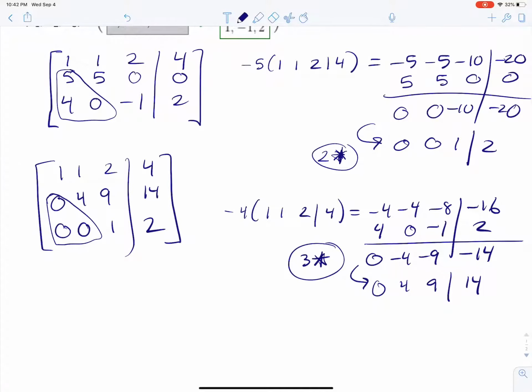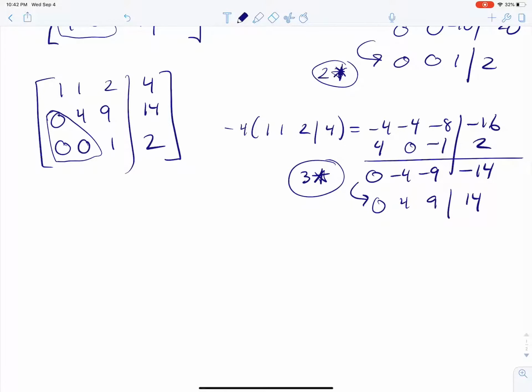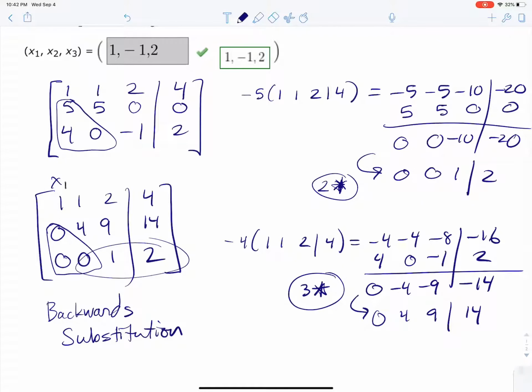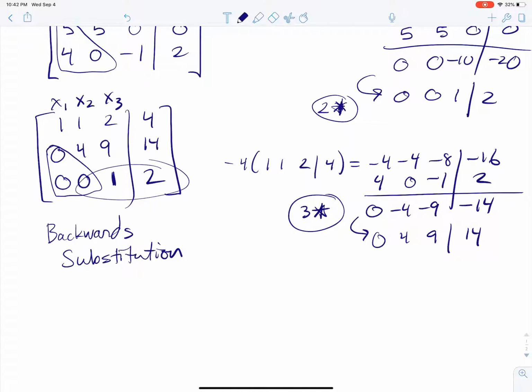This is the stage we want the matrix to be in. So we can do backwards substitution now. And it's pretty easy. You just start with the bottom. Remember, this is like x. What are the variables here? x1, x2, x3. So this 1 is in the x3 location. So you can say x3 equals 2.